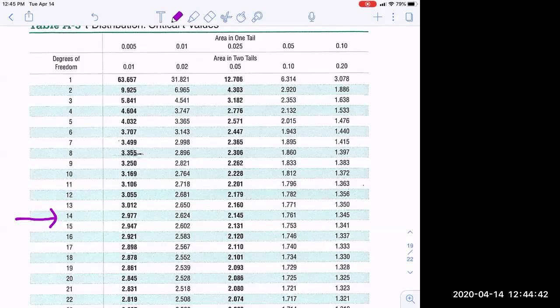Now, in my analysis, the area in one of the tails was this, 0.025, or the area in two tails is that. When I'm doing confidence intervals, I tend to use the area in two tails because that's my alpha, or 1 minus my confidence level. So that's my column. I go down here. There's my t. That takes me back to my margin of error.